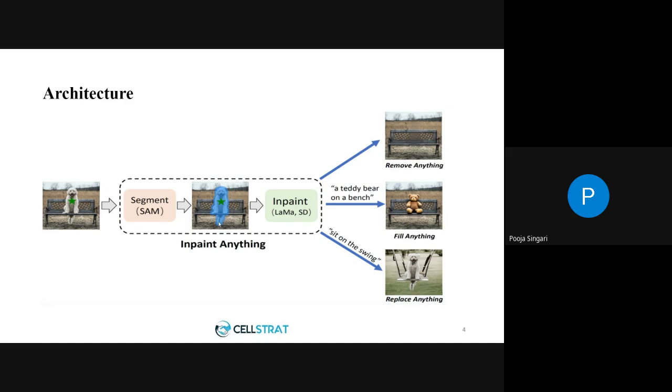So when you pass this segmented mask onto the inpainting model of Stable Diffusion, you can take the mask as well as a user's prompt, and then basically you can see there are three different use cases: remove anything, fill anything, as well as replace anything. So let's just look at them in detail. When you pass the mask with a prompt which basically says remove the object of interest, you get the environment without the object.